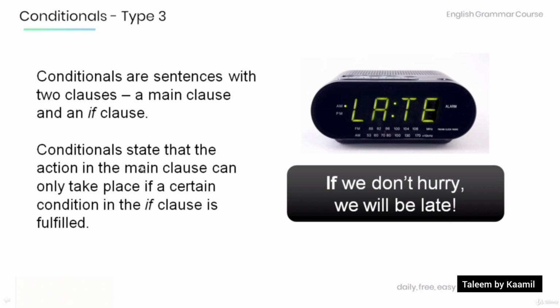Now conditionals state that the action in the main clause can only take place if a certain condition in the if clause is fulfilled. Have a look at the example over here. If we don't hurry, we will be late. Now this is a conditional sentence and it's used to state that the action in the main clause, being late, will take place if we don't hurry.